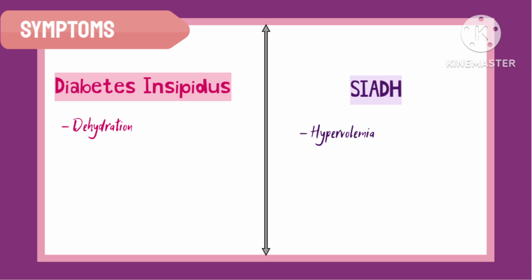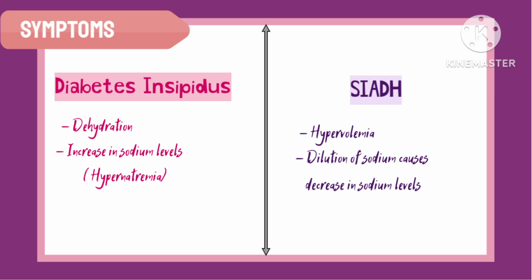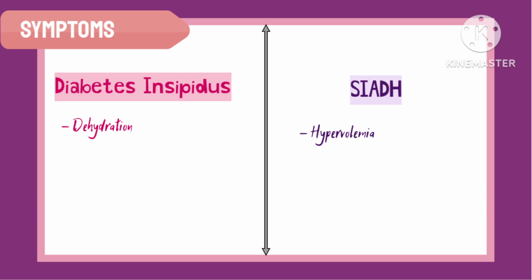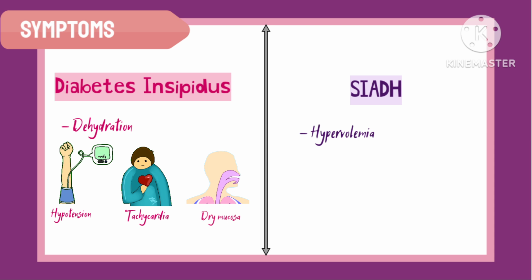Continuing from dehydration, the dehydration leads to high sodium levels in the blood, called hypernatremia, while in syndrome of inappropriate ADH secretion, the sodium is further diluted by excess fluid, causing lower levels of sodium in the blood, termed as hyponatremia. The symptoms of dehydration in diabetes insipidus include hypotension, tachycardia, and dry mucous membrane.